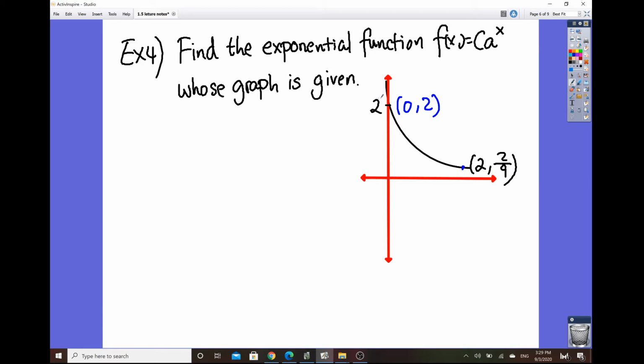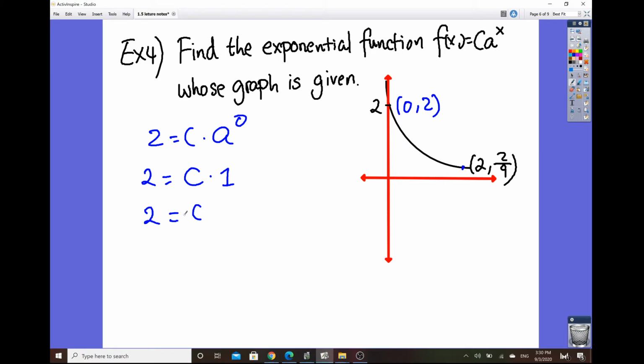So let's find out the value of either a or c first by using the y-intercept. Plugging in the value of y, which is 2. And c, we don't know what that is. The base a, we don't know what that is. x is 0. One thing we do know is that a to the power of 0 is 1, so it's 1 times c, which is c. So that means the value of c is 2.